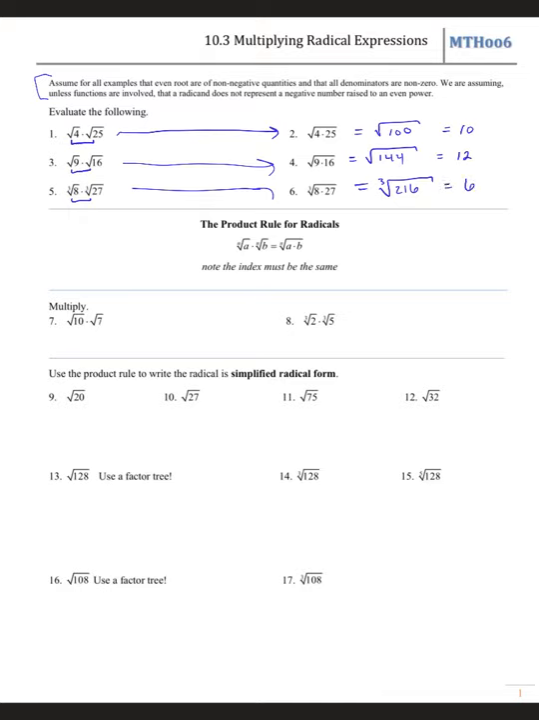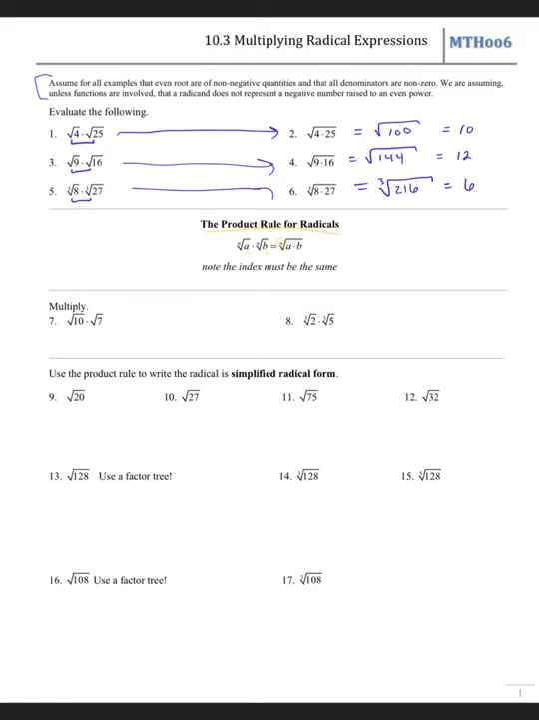So now, the product rule for radicals that you see here in the next section. This is saying that you can always multiply the radicands together as long as the index is the same. So you have the nth root of a times the nth root of b is going to be the nth root of a times b. And if you go back up and look at the ones we just did, you can see that in number 1, they're both square roots. Number 3, they're both square roots. Number 5, they're both cube roots. So that's why we're able to do that.